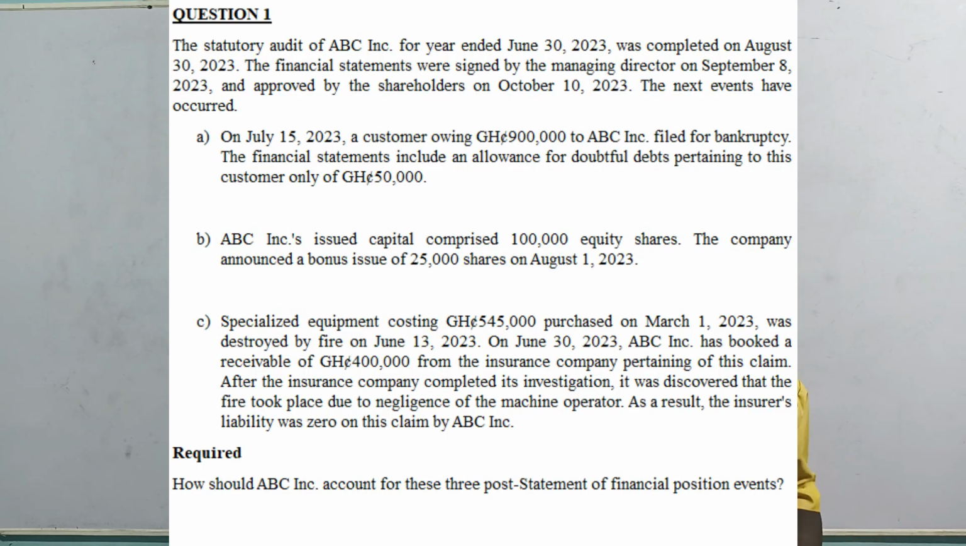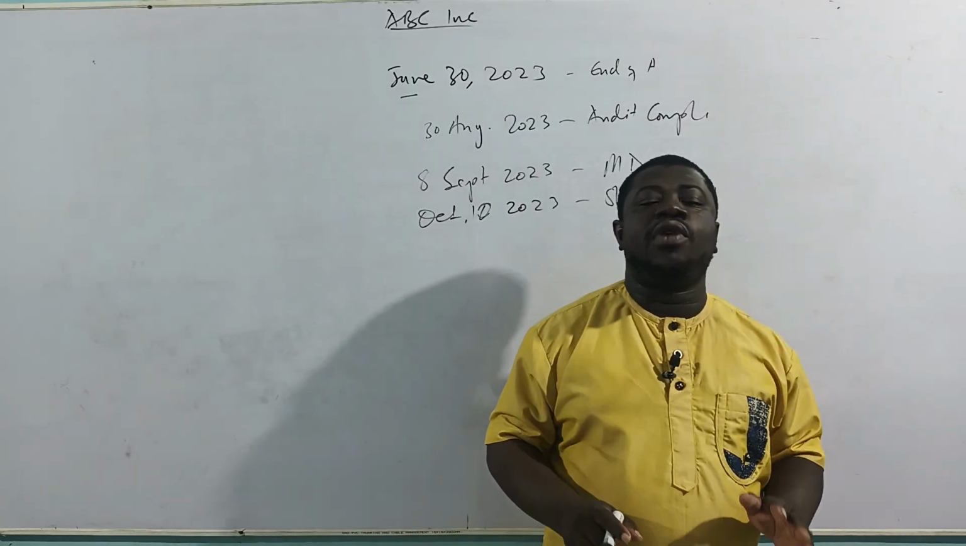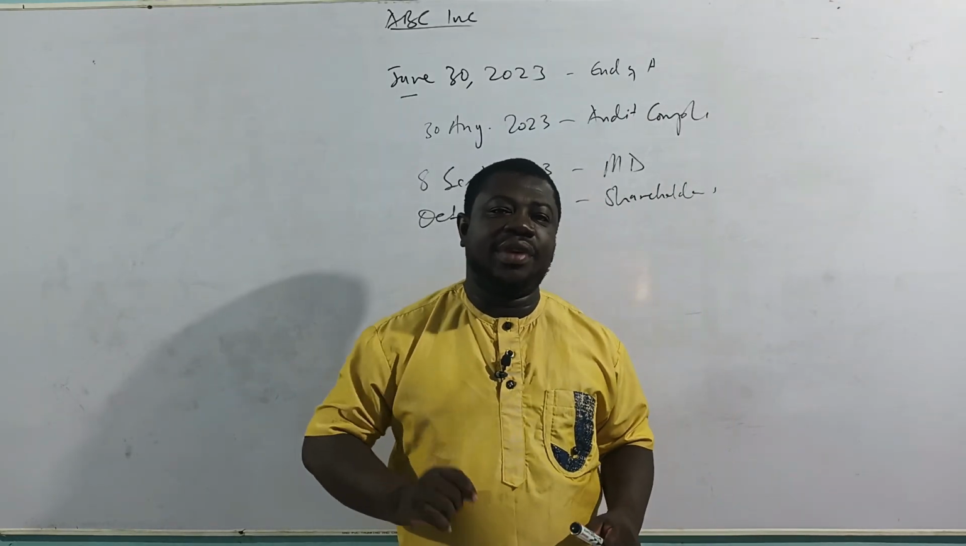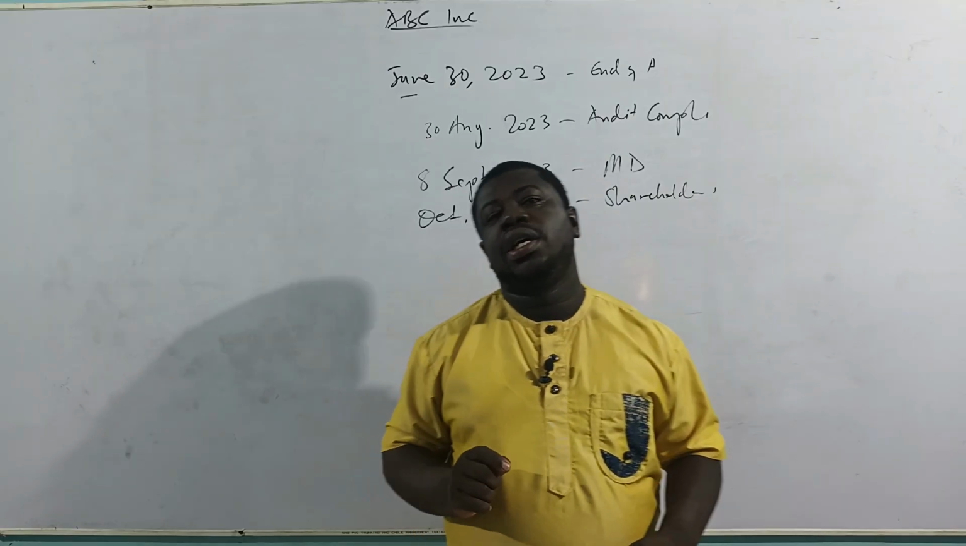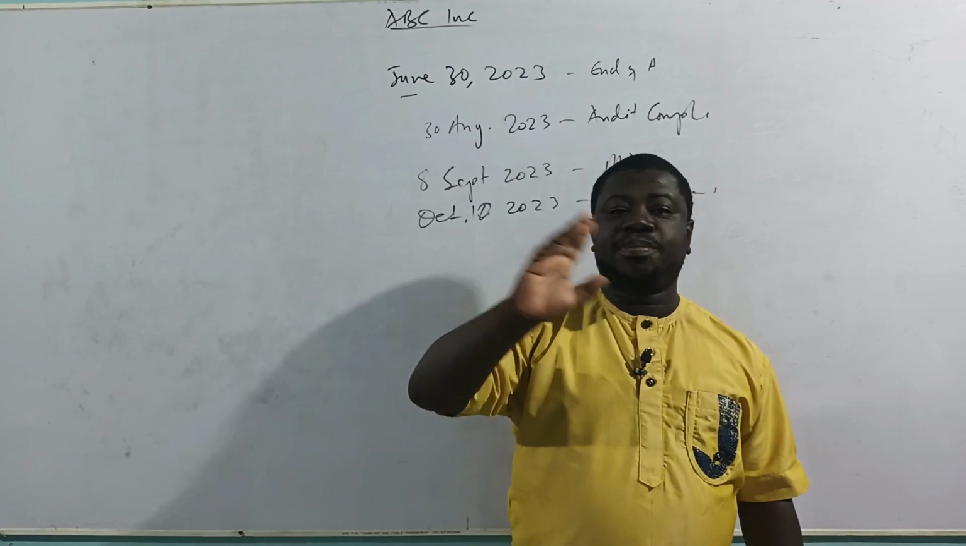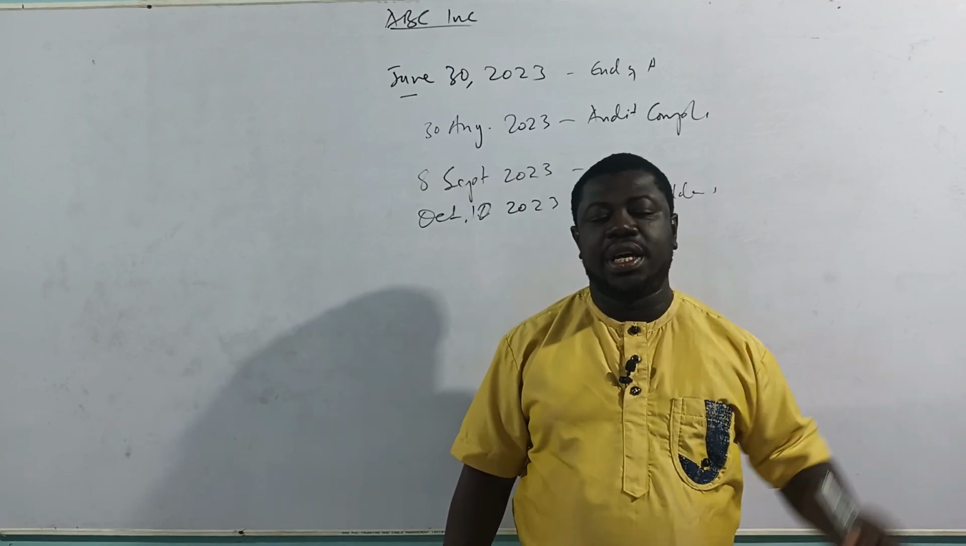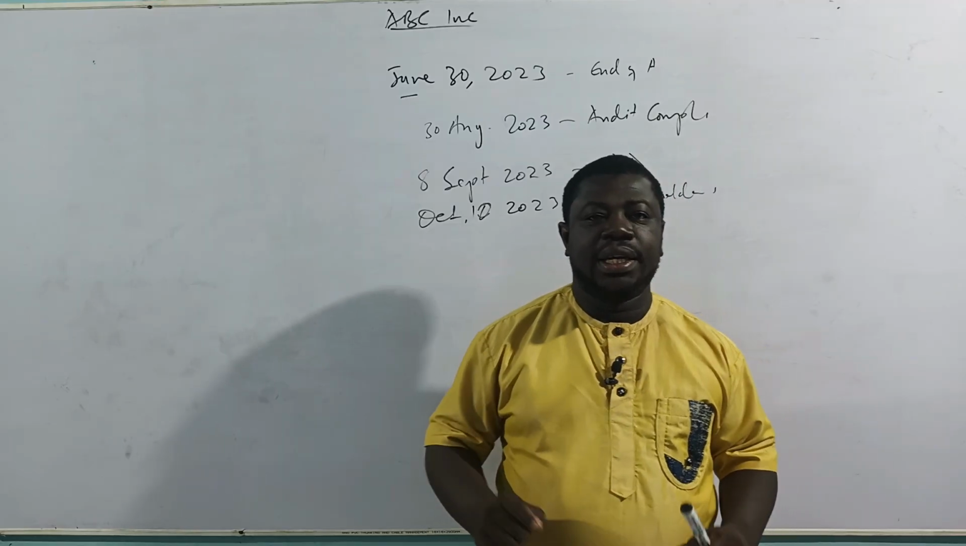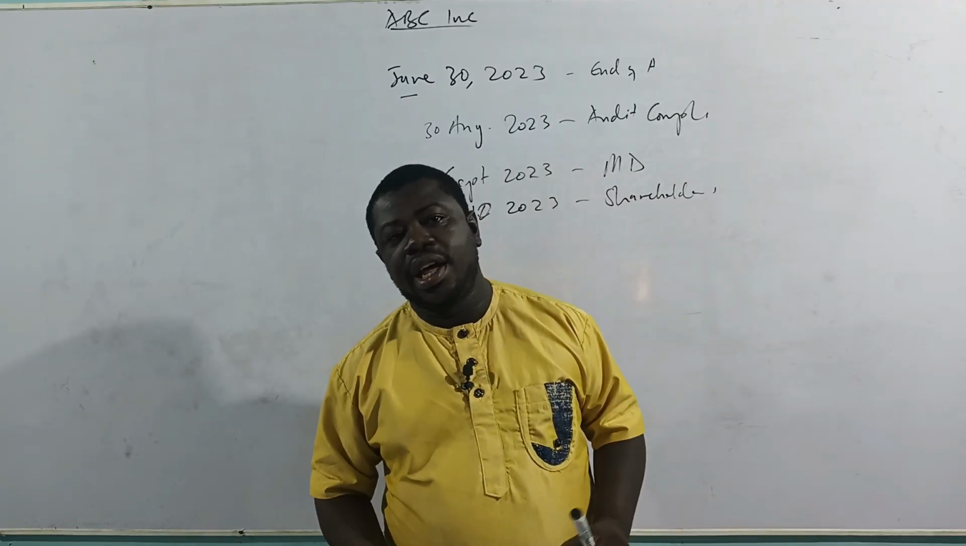On July 15, 2023, a customer owing 900,000 Ghana cedis to ABC Incorporation filed for bankruptcy. The financial statements include an allowance for doubtful debt pertaining to this customer of only 50,000 Ghana cedis. Now, someone owes us 900,000 Ghana cedis as a company, ABC Incorporation. Then we have already made an allowance for doubtful debt of 50,000, meaning that we expect that at least we get 850,000, the difference.